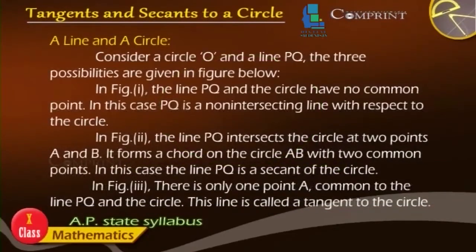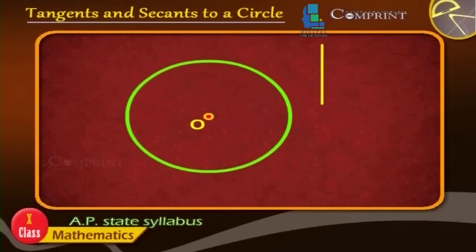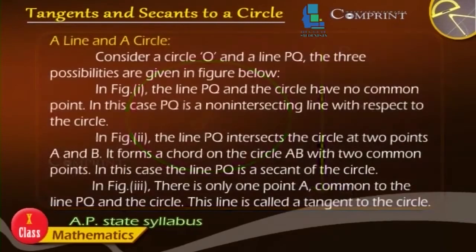A line and a circle. Consider a circle O and a line PQ. The three possibilities are given in the figure below. In figure 1, the line PQ and the circle have no common point. In this case, PQ is a non-intersecting line with respect to the circle.